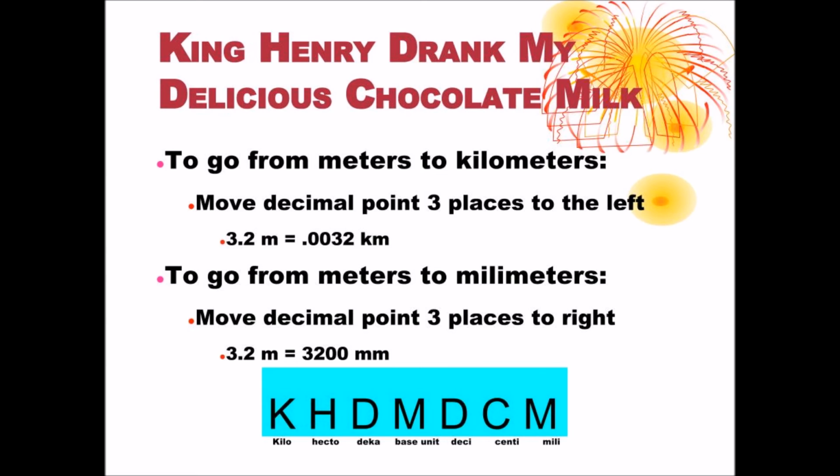To convert from meters to millimeters, I would want to go to the right because millimeters is on the right of the base unit by 3 spaces. So I want to move my decimal point 3 places to the right. So 3.2 meters, taking that decimal point and moving it 3 places to the right, filling in with zeros, I get 3,200 millimeters.